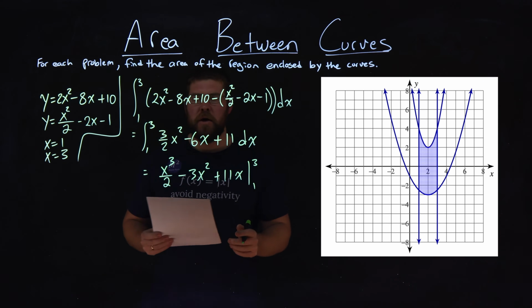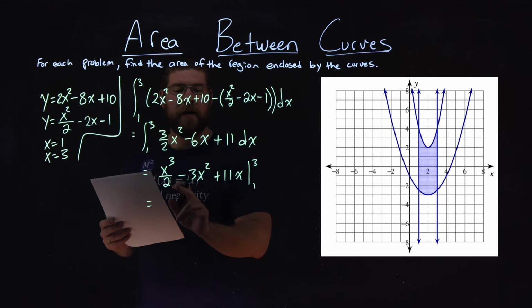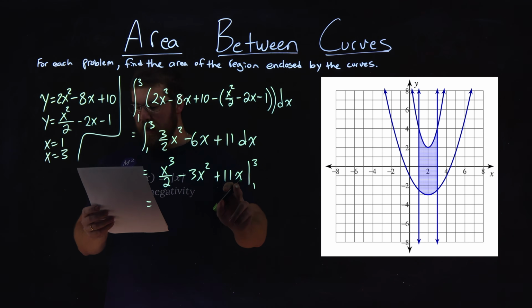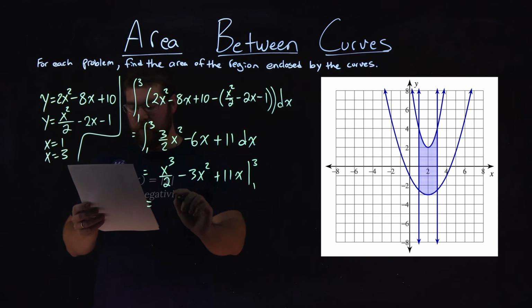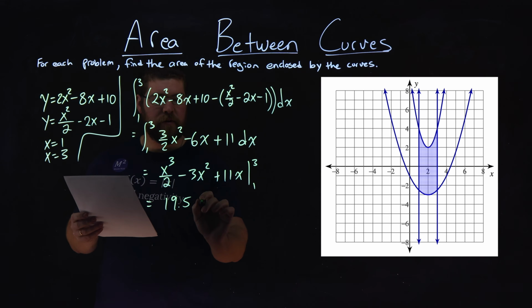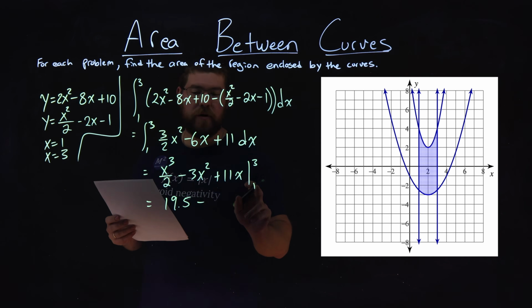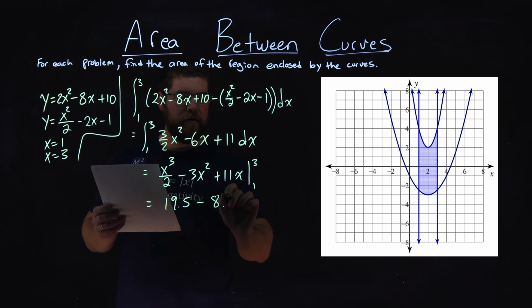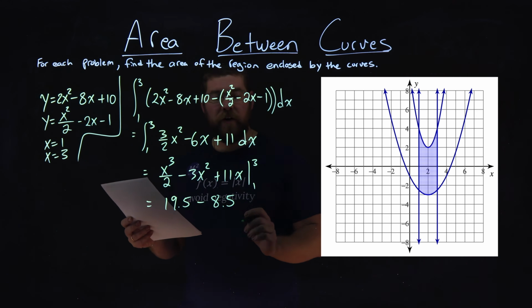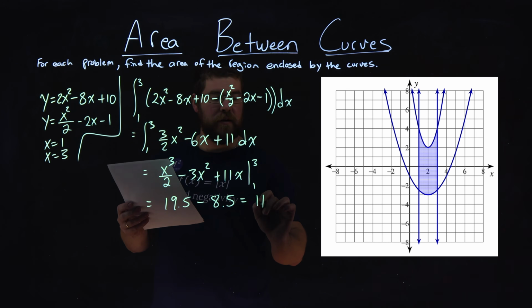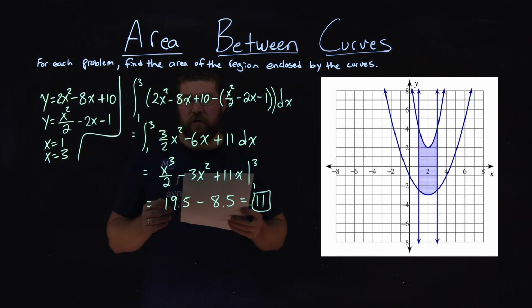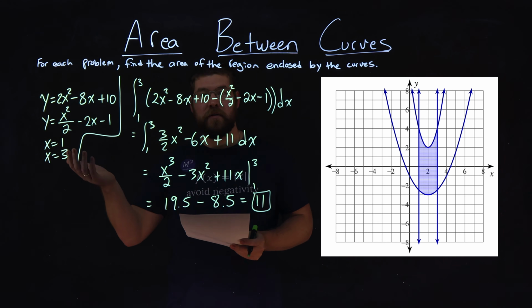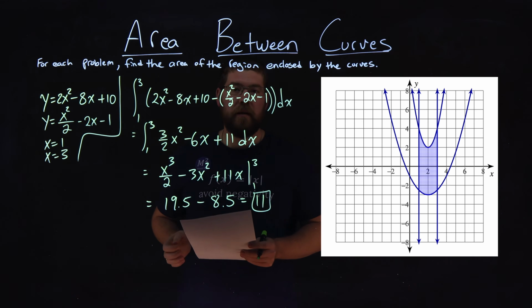The first thing we want to do is plug 3 in for x and solve. When we plug 3 in for x and solve, we get 19.5. Subtract, I did it for you, put a 1 in for x and simplified, and we get 8.5 here. 19.5 minus 8.5 comes out to be 11. So the area between the curves here, our final answer, is 11.